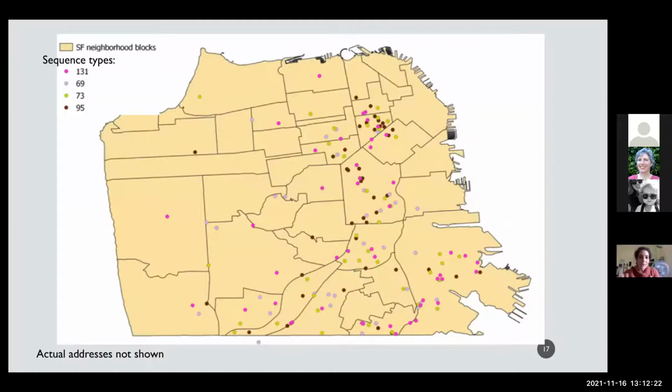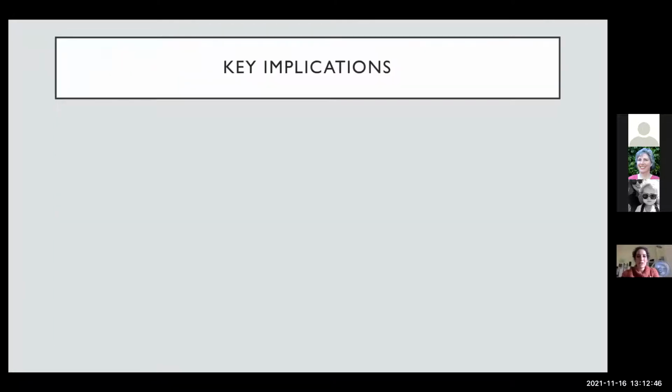And this is a general map. This is not a cluster analysis, and I'm not showing you Moran's I, but I do want to show you that in our latest analyses, ST95, which is represented in the maroon, kind of brown color, does cluster. What's interesting about ST95 is that it is usually drug susceptible, but we did find clusters.